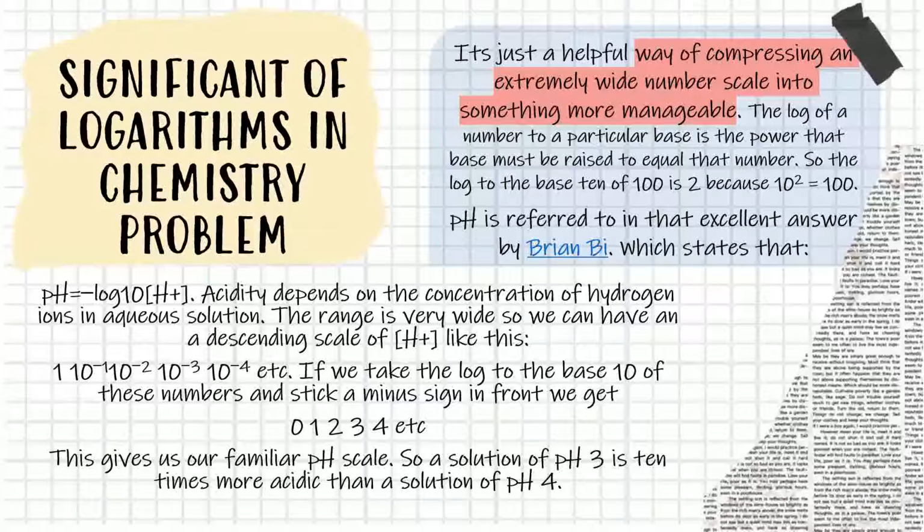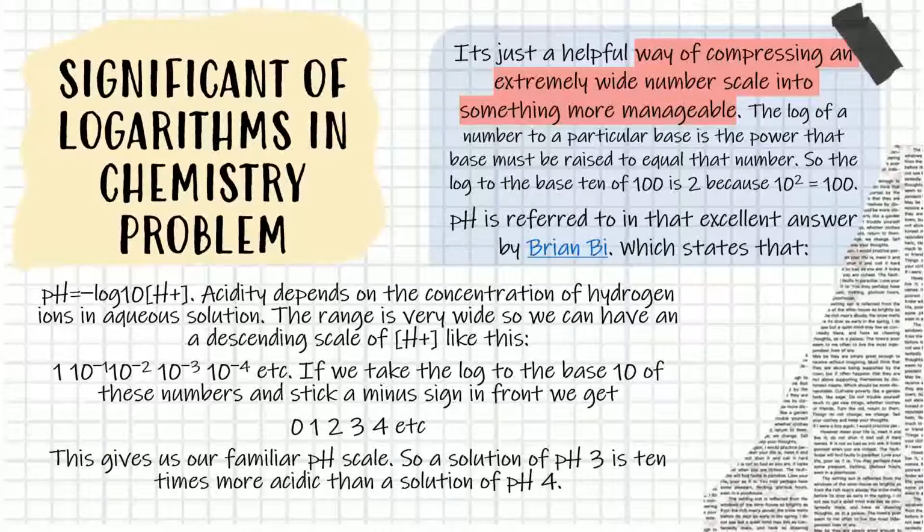It's just a helpful way of compressing an extremely wide number scale into something more manageable. The log of a number to a particular base is the power that base must be raised to equal that number. So the log to the base 10 of 100 is 2, because 10 to the power of 2 is equal to 100. So we can say that by using logarithm, it can compress an extremely wide number scale into something more manageable. Okay?